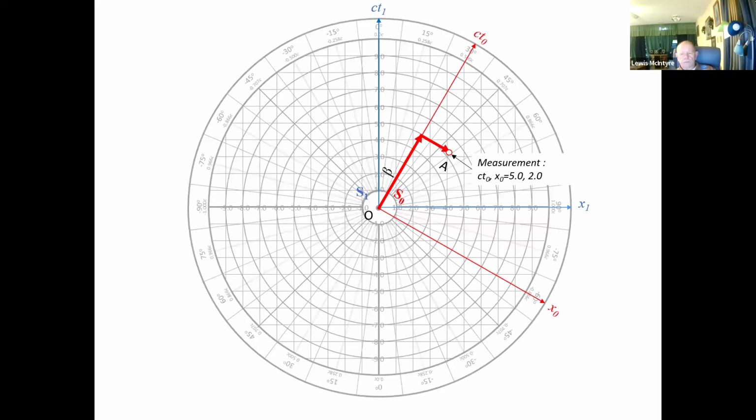Let's see how this works. We begin by locating the measurement A in S0 at time 5 with x equal to 2, marking it with a circular symbol to indicate that it is a measurement. S0 cannot transmit this measurement until A prime, when light from A reaches the observer on the origin. This equals the sum of CT0 and X0, 7 units of time.